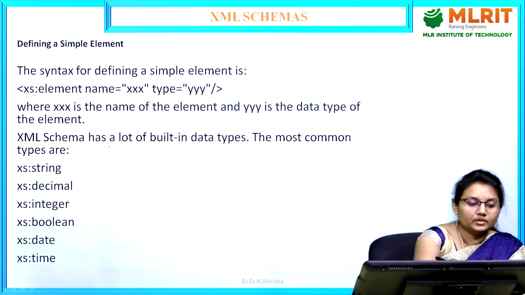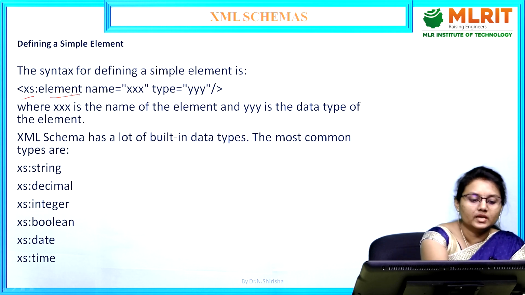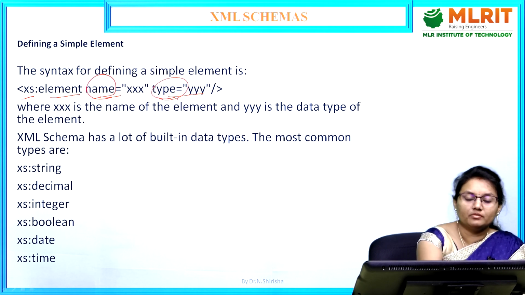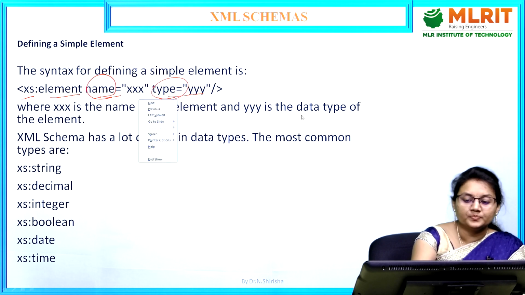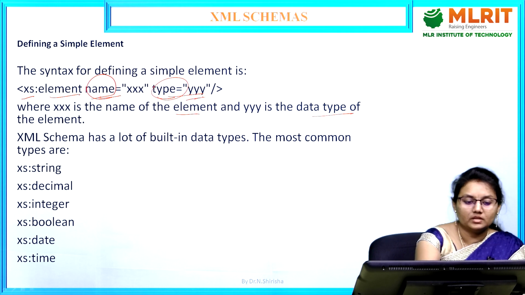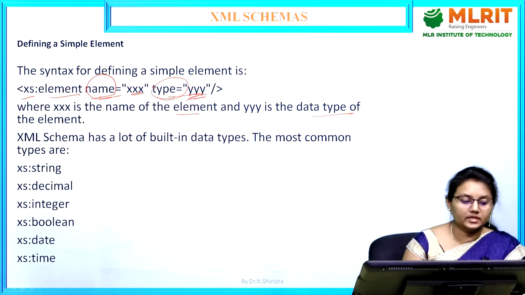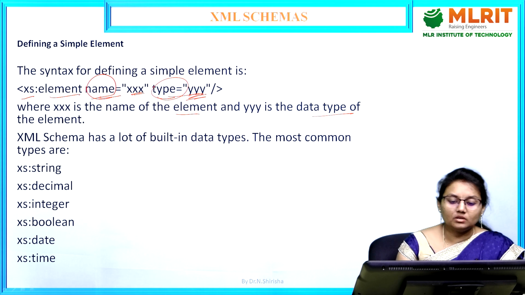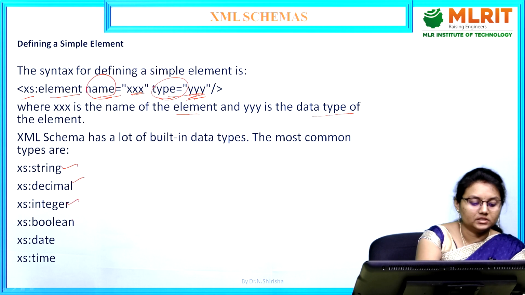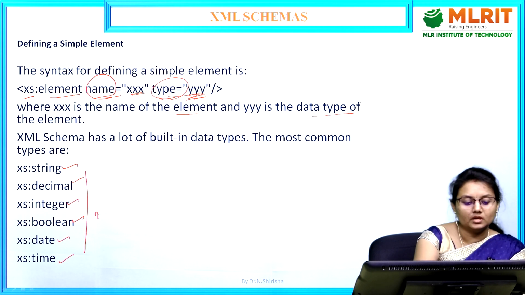So, how to define a simple element? The syntax for writing a simple element is: element, name attribute. Name is an attribute only, and type is an attribute. Whatever name you are giving, you have to define its type. The name here is the name of the element, and YYY is the data type of the element. There are a lot of built-in data types: string, decimal, integer, boolean, date, time. These are all the data types that you can use in the XML schema.